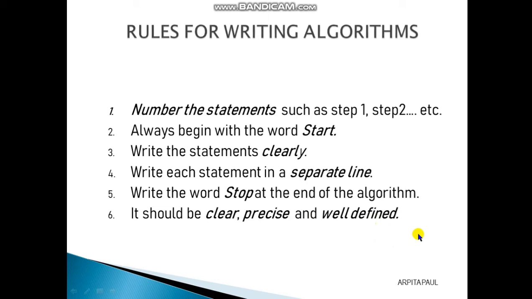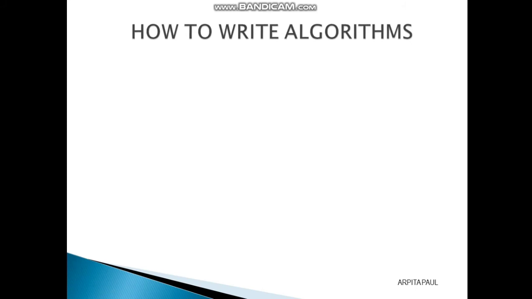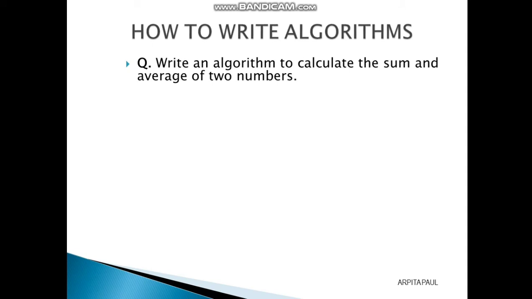Now I will show you how to write one algorithm. Let me give you one question. The question is, write an algorithm to calculate the sum and average of two numbers. So basically, you have to write one algorithm to calculate the sum and the average of two numbers. For that, we will show step by step what we need to do.